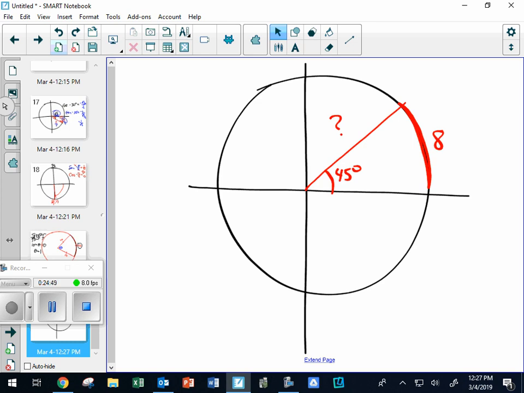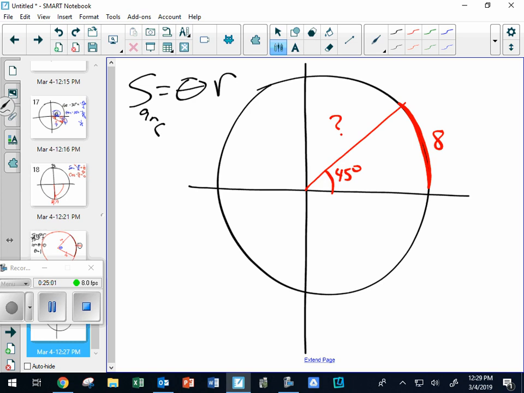Pause for a second, let me try that one. Do I know the arc length? That's what S is, the arc length. That's why I call it the S-arc, because S is the arc. We do know that, don't we? It's 8. 8 equals theta times R.